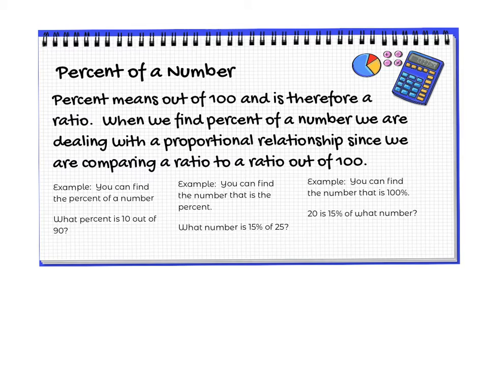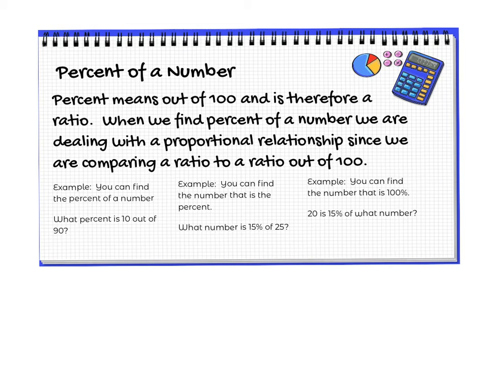So there are three different examples. You can find the percent of a number. Like I could say, what percent is 10 out of 90? For whatever reason, I might want that. Maybe I'm earning a commission and I want to know what percent I'm getting paid. So I know I got $200 out of the $2,000 object that I sold. So what percent is that?